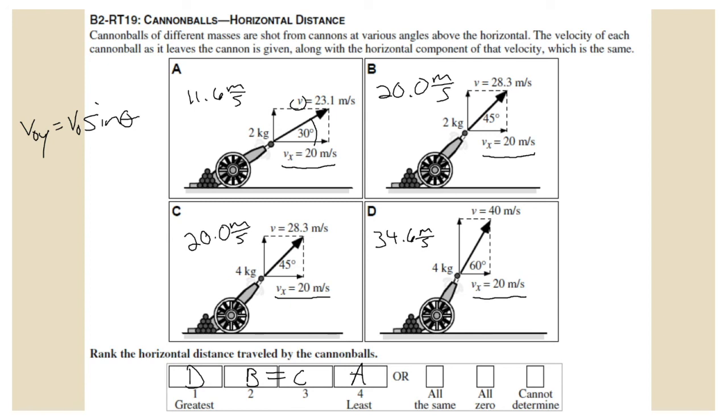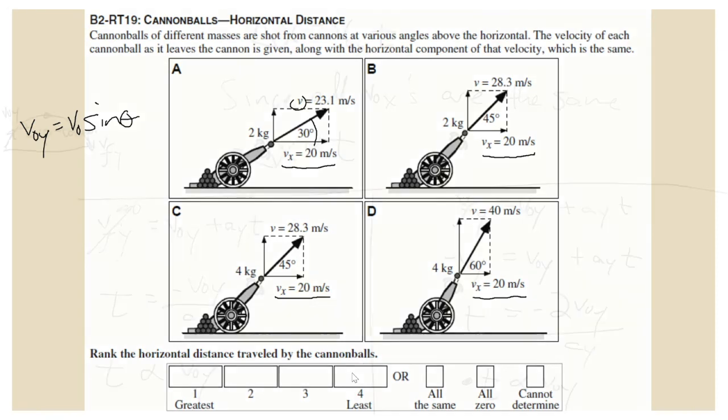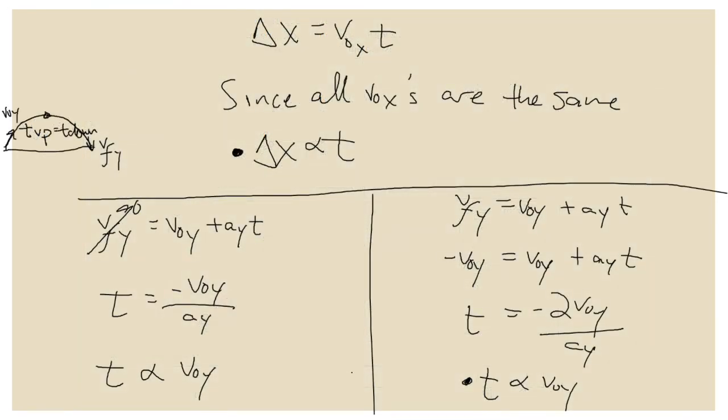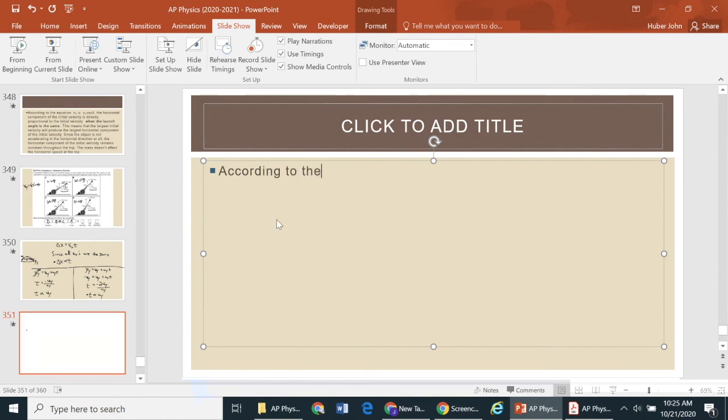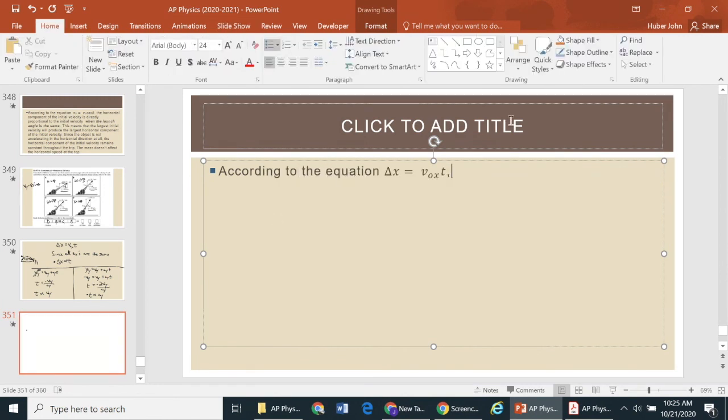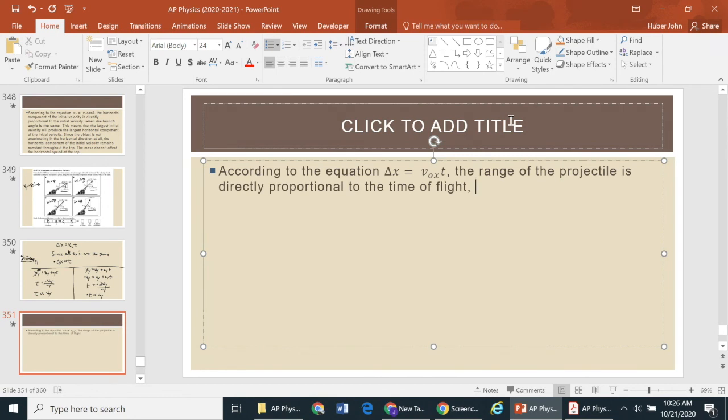Now, of course, the explanation of the reasoning is a little much, but there's a lot of good concepts here in this question. And so we should take a moment to go through the explanation. And so we'll say here first, according to the equation, delta x equals v naught x times t, the range of the projectile is directly proportional to the time of flight, since all of the initial horizontal velocity components are the same.